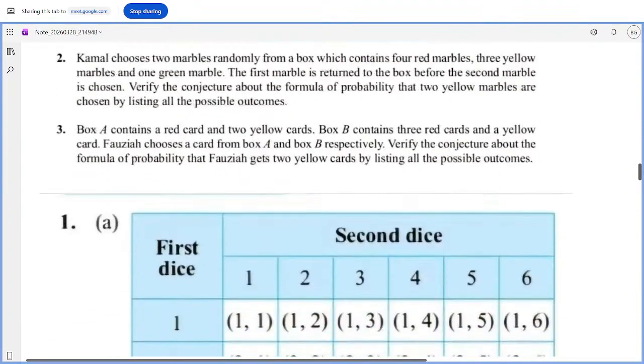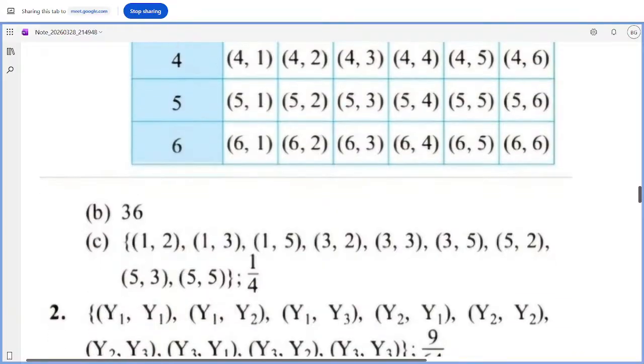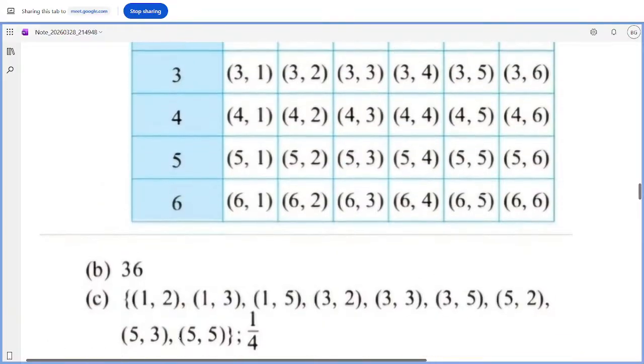So basically, you can show it like this. This is the possible outcome. You have 1,2; 1,3; 1,5. This is by listing. 3,2; 3,3; 3,5. You just repeat it. 5,2; 5,3; 5,5. These are the ones you require, because they want an odd number on the first dice and then a prime number on the second dice. So basically you just follow the order.